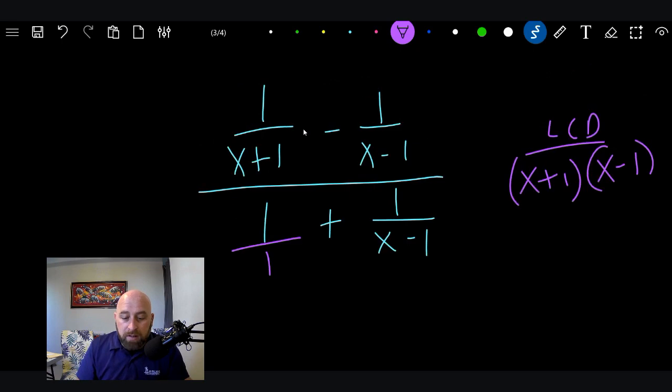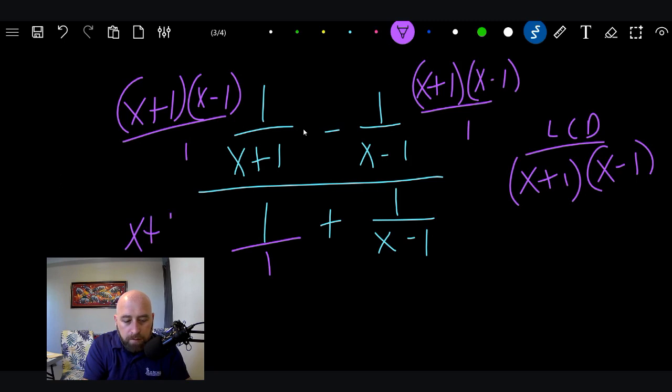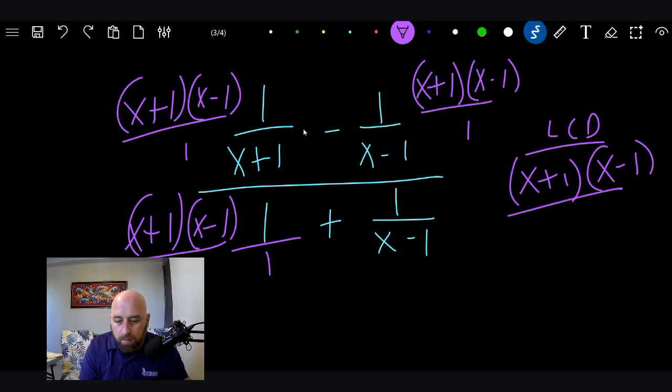Now, what we have to do with that LCD is multiply it everywhere. So we're going to multiply it here, x plus 1, x minus 1, times this one, and times this one, x plus 1, x minus 1, over 1. We have to do it here, x plus 1, x minus 1, over 1. And we have to do it here. And I'll just leave it right here. We'll just use that one, over 1.